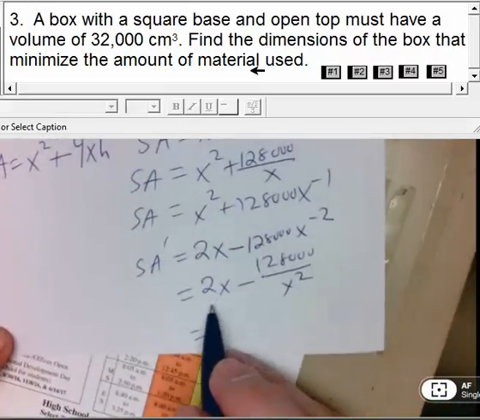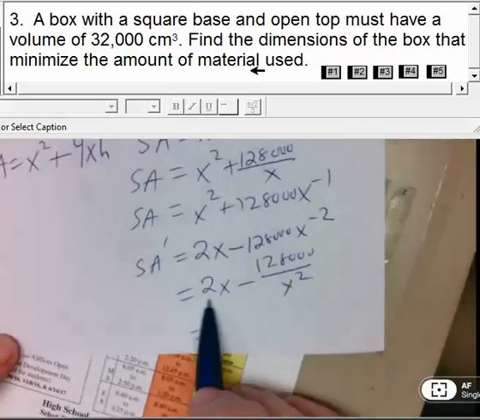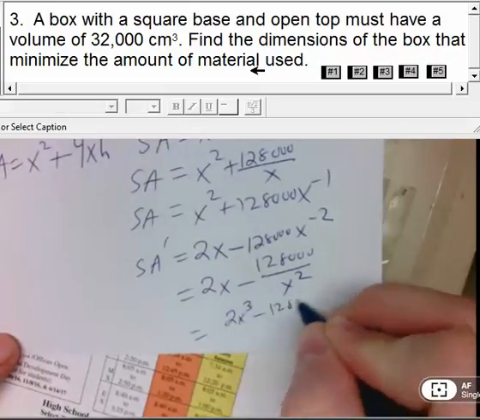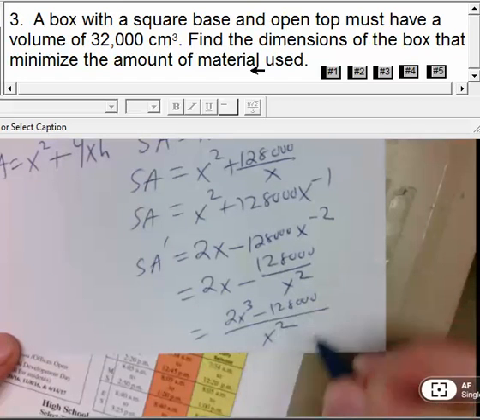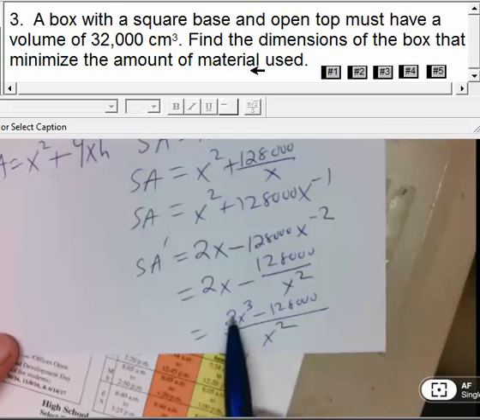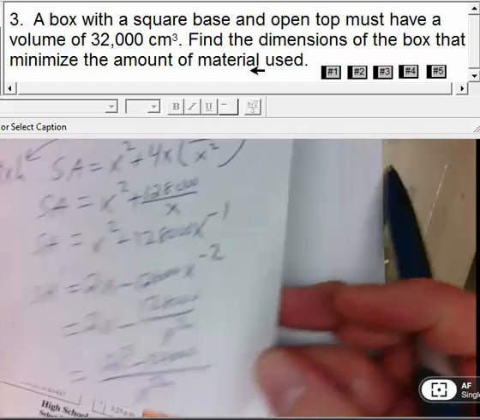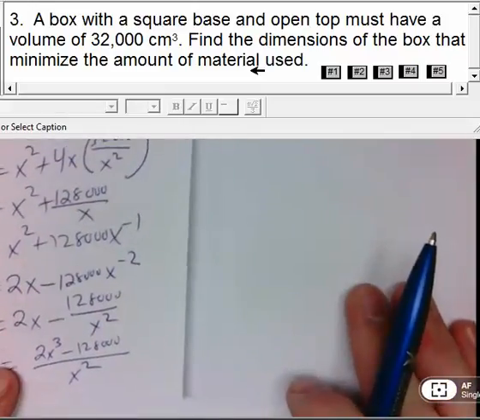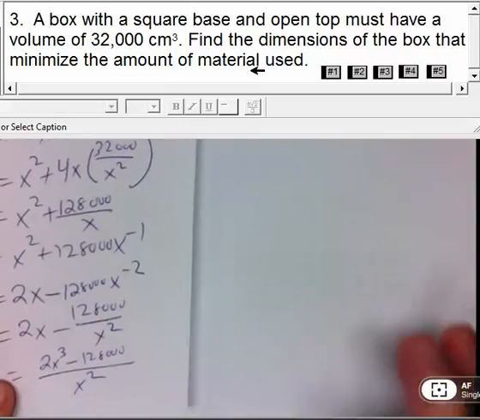So this is missing an x squared term in the denominator. So this is actually going to be 2x cubed minus 128,000 all over x squared, right? 2x cubed, 128,000, and x squared. Let's see. I'll continue it up here. Remember, you can always pause and rewind if you need something.